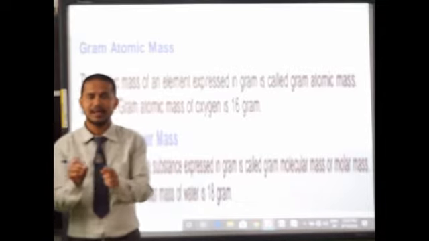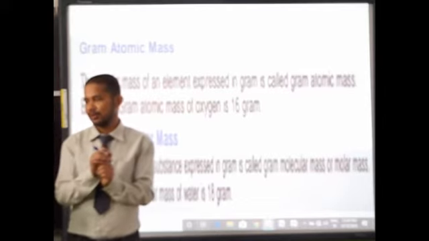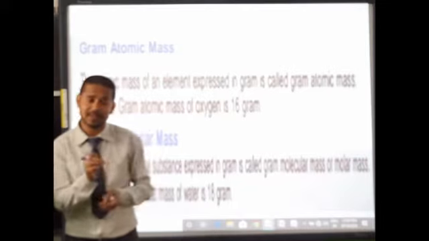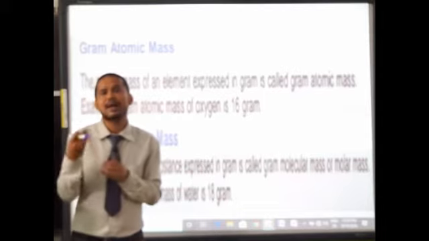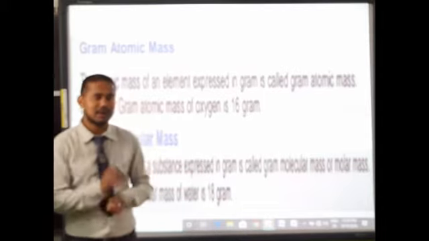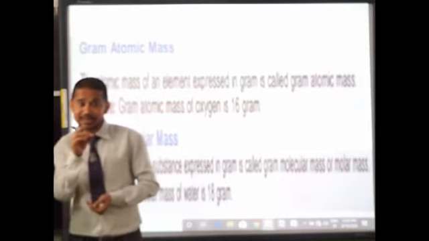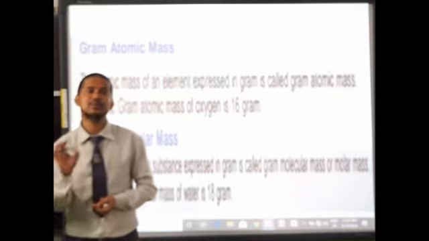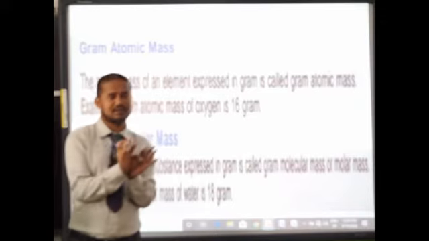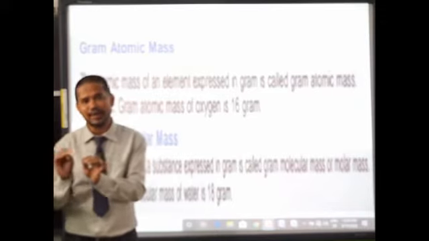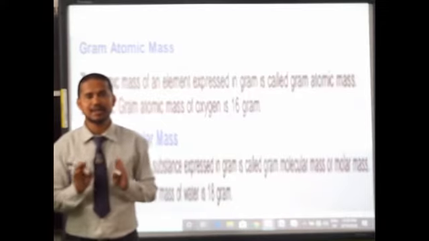Then gram atomic mass. It is simply relative atomic mass expressed in terms of gram. The atomic mass of an element expressed in gram becomes the gram atomic mass. For example, the relative atomic mass of oxygen is 16 AMU, but if you write 16 gram, that means it is gram atomic mass. And the relative molecular mass of carbon dioxide is 44 AMU, but if I write 44 gram, then it becomes gram molecular mass.